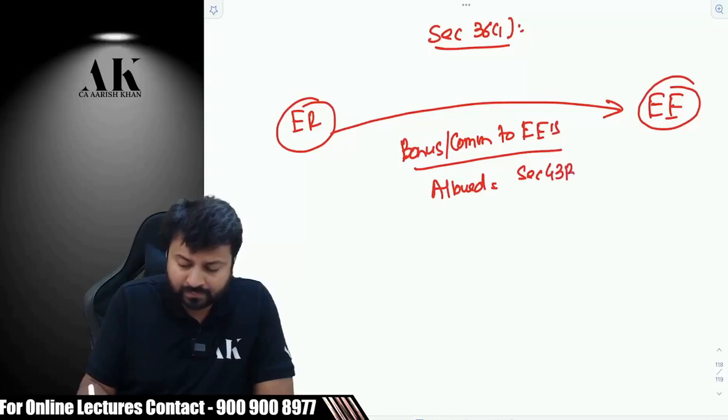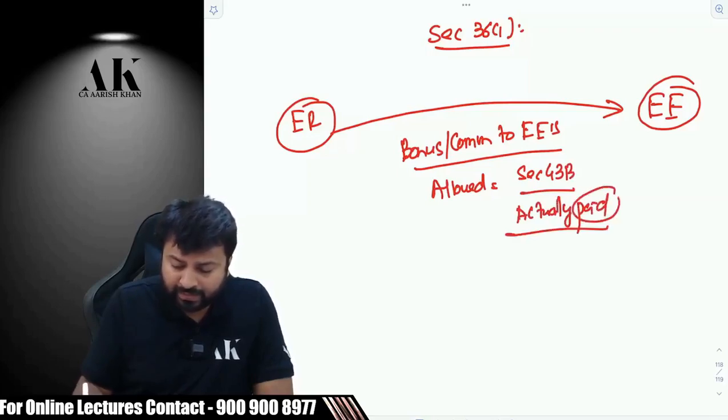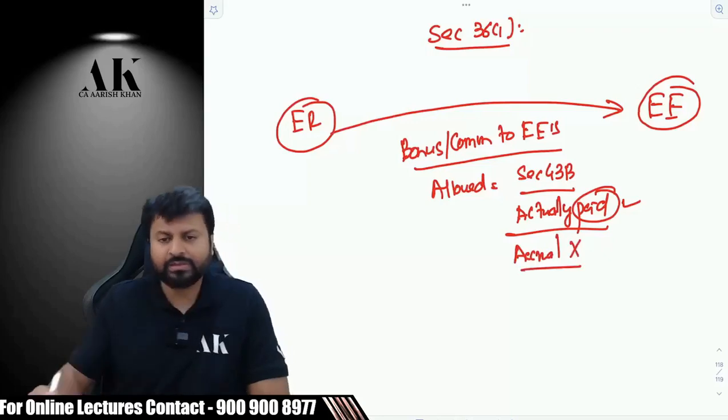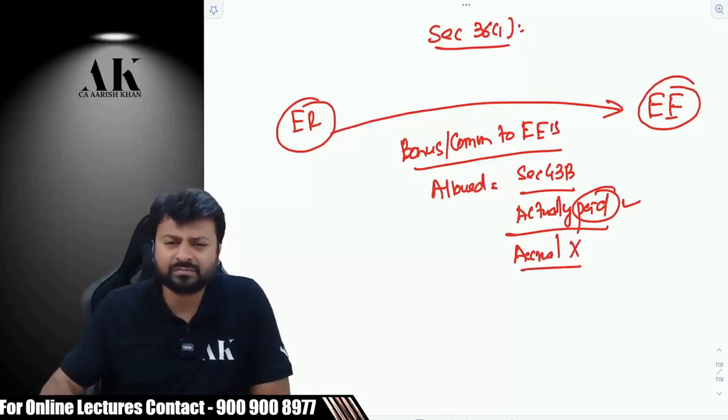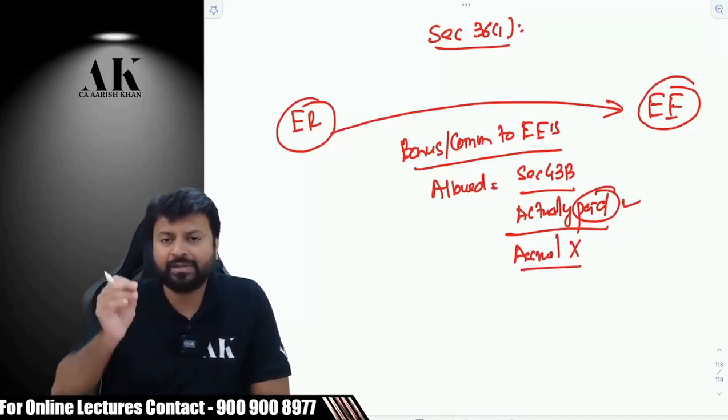Section 43B. It means it is allowed if it is what? Actually paid. Okay. If you have paid, then allowed. It is not allowed on what basis? Accrual basis. Is it clear to everyone? It is not allowed on accrual basis. It is allowed on payment basis.